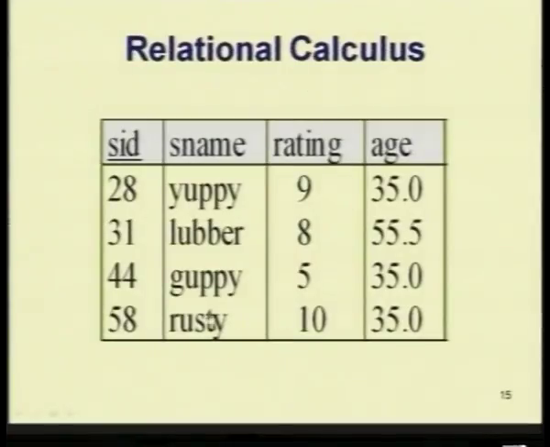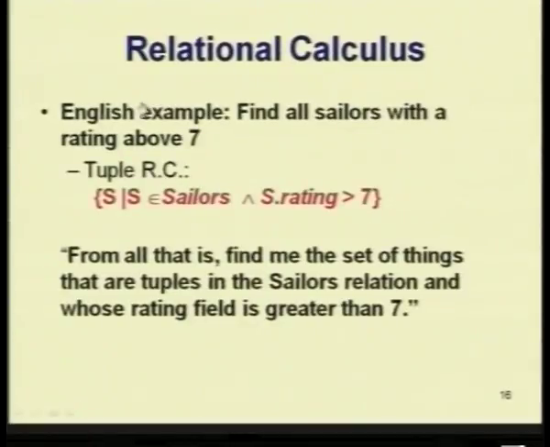Now let us take an example like this. This is a sailor ID, this is a sailor name, this is his rating, and this is the age of the sailor. So this is just a small table which we will use for the purpose of explaining relational calculus. Now let us take an example: find all sailors with a rating above 7. So this is what we want to write.